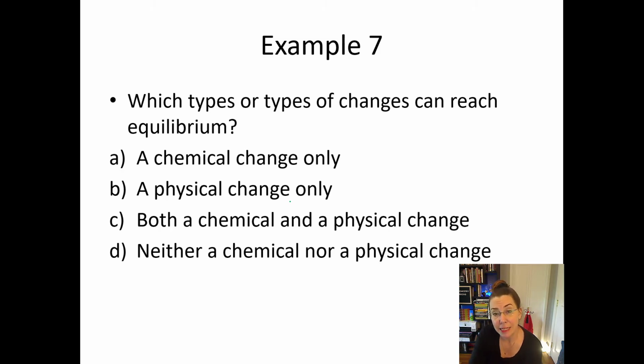So the correct answer here would be C. Both chemical and physical changes can reach equilibrium. I hope you didn't get thrown by the fact that in the last problem, all the examples I gave were physical. Here we could have physical or chemical. So that's it for equilibrium right now.